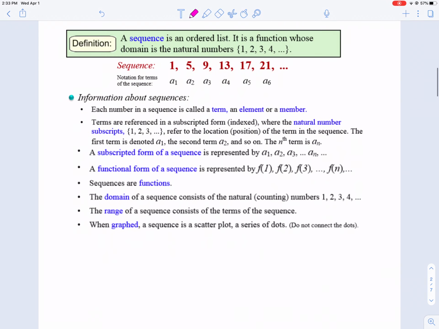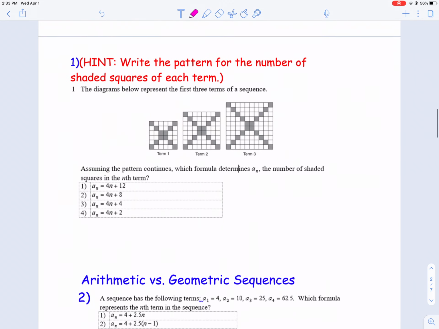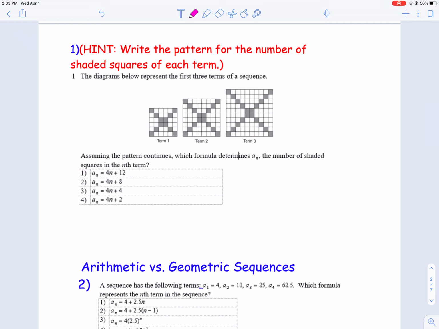A lot of this you guys are going to just remember. I'm not going to go through every little thing. It tells you the definition of a sequence. It gives you all your little pieces of information like f of 1, f of 2, f of 3. They can call it a sub 1, a sub 2, a sub 3. Those are just the notation on how you talk about each term number in the sequence. So you guys can look over that. I'm going to go right into some of these questions.